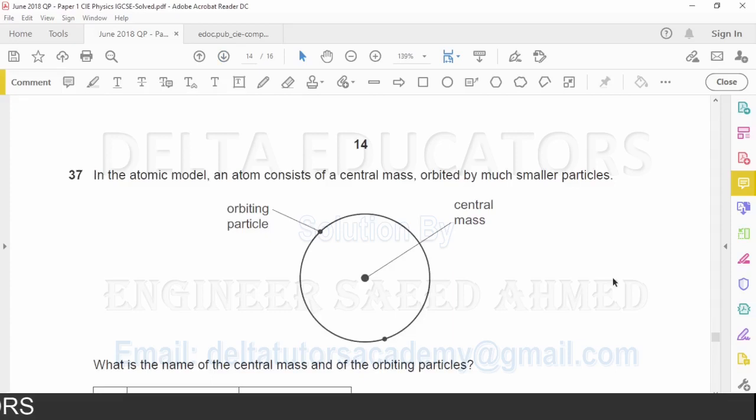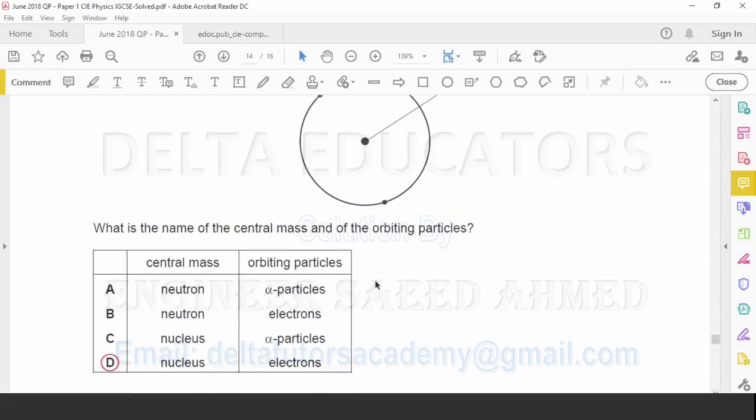Question number 37. In the atomic model, an atom consists of a central mass orbited by much smaller particles. What is the name of the central mass and of the orbiting particles? The central mass is called nucleus, and the smaller particles that are orbiting are called electrons. Now we check the options. Central mass is nucleus and orbiting particle is electrons. That is given in option D. So here correct option is option D.